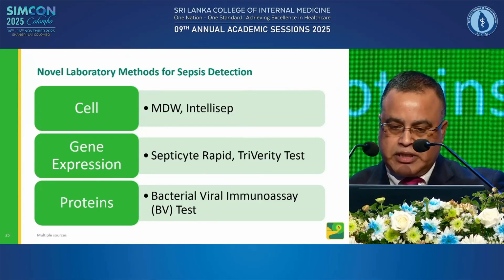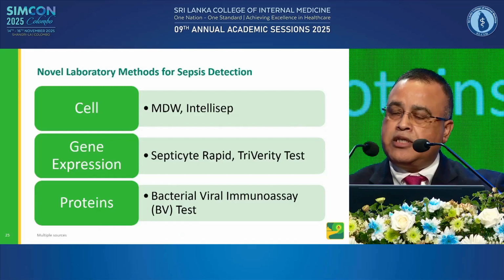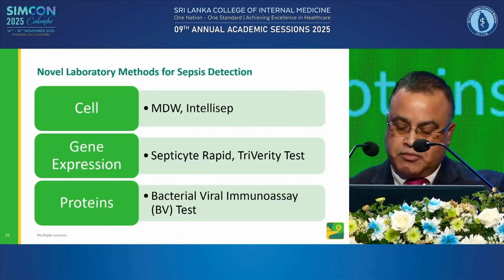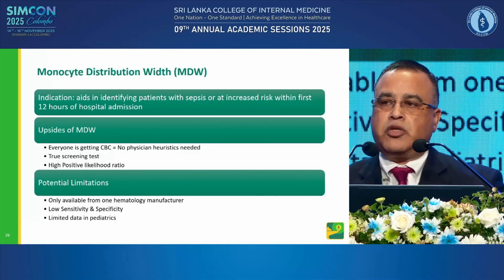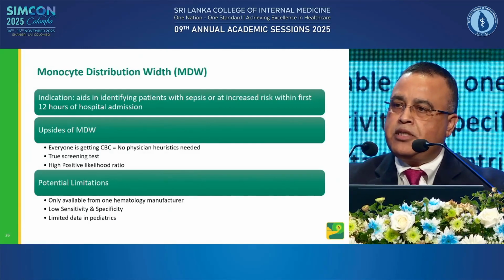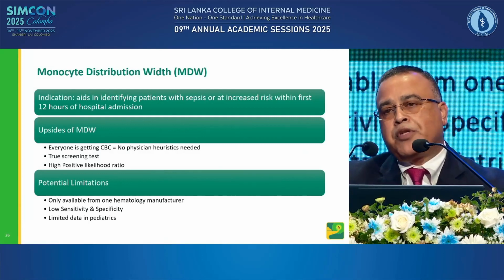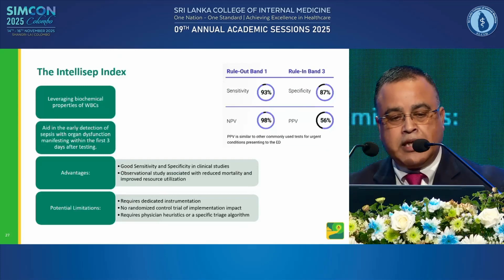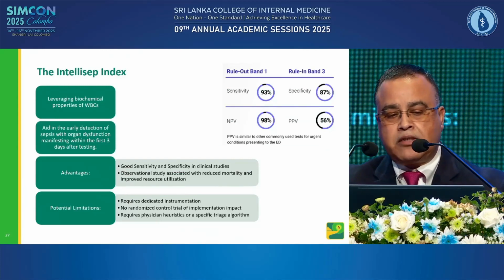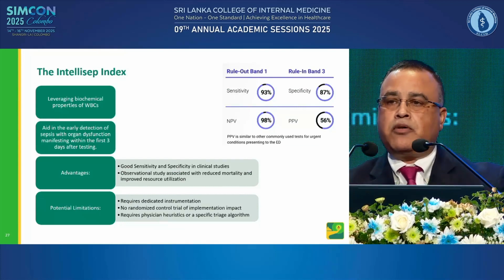I will breeze through them so that you are at least aware and you can really prevent ICU admissions and reduce the use of empiric antibiotics. The first one is the monocyte distribution width. Everybody gets CBC. So if you look at the monocytes, they are very important effector cells, unsung heroes. And the monocyte distribution width is a very, very important marker for early detection for sepsis.